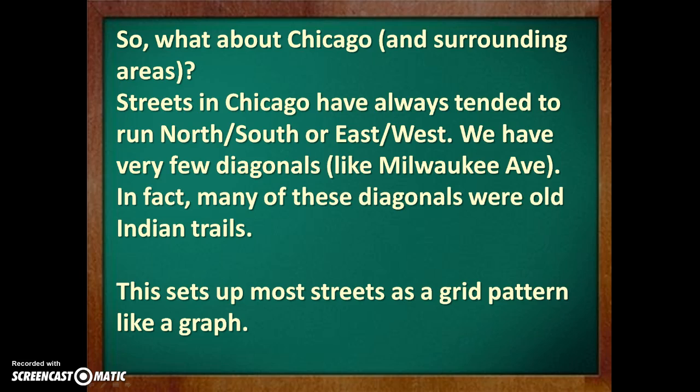So what about Chicago and the surrounding areas? Streets in Chicago have always tended to run north, south, or east and west. There's a few diagonal streets like Milwaukee Avenue out here, but many of those are old Indian trails. Milwaukee Avenue was an Indian trail up to Milwaukee. Because streets run north, south, or east or west, this sets up most streets as a grid pattern, like a graph.